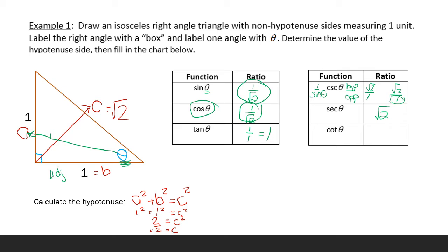Cotan is, so tan, SOH CAH TOA, is opposite over adjacent, which means cotan is going to be adjacent over opposite. So my adjacent side was a 1, my opposite was a 1, that's a 1.